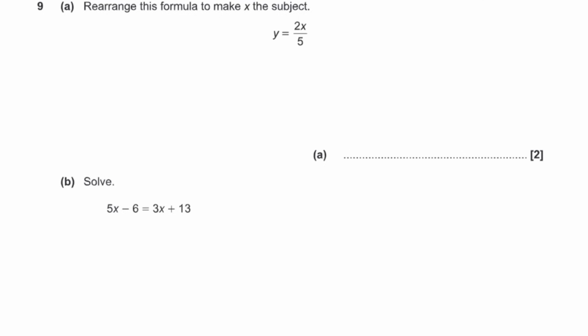Question 9, rearrange this formula to make x the subject. Okay, so I've got the x's over here. So I just need to cross multiply. I'm going to take this 5 and it's going to cross multiply up here. This 2 is going to end up down there, isn't it? So it's going to end up as x equals 5y over 2. Okay, so that's my rearranged formula, x equals 5y over 2.